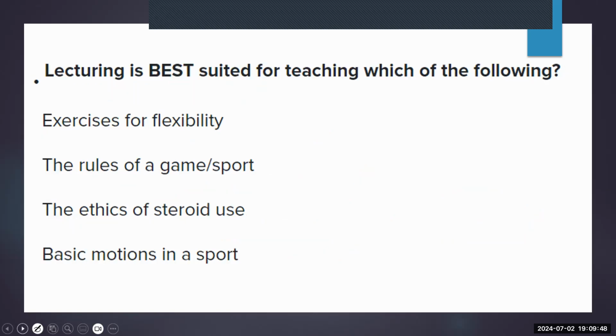All right. Lecturing is best suited for teaching which of the following? So we're talking about lecturing. Let's look at our choices. Exercises for flexibility. Are you going to want to use lecturing for that, or how are you going to want to teach that?